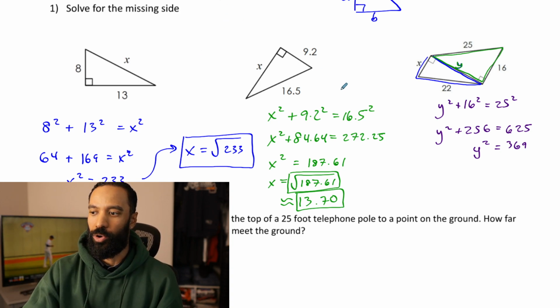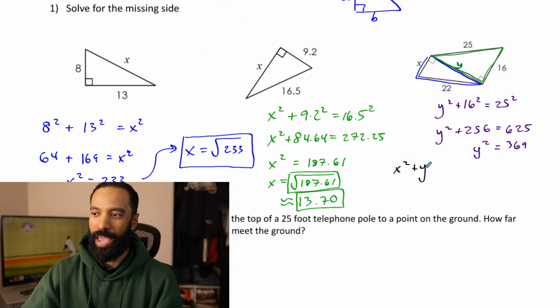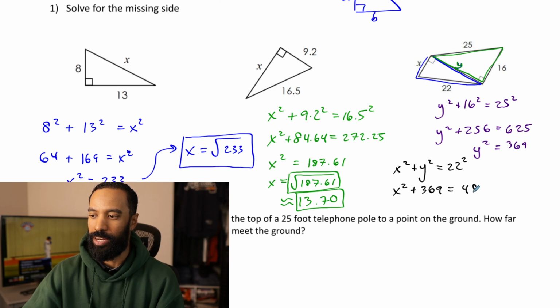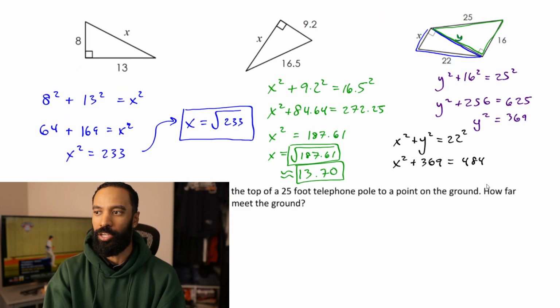The whole thing here is going to be X squared plus Y squared equals 22, 22 being the hypotenuse here. Y squared is what I need, the 369. So let's just go off that, 22 squared, excuse me. So X squared plus 369 equals, I think that's 484, and this is where I go to work.